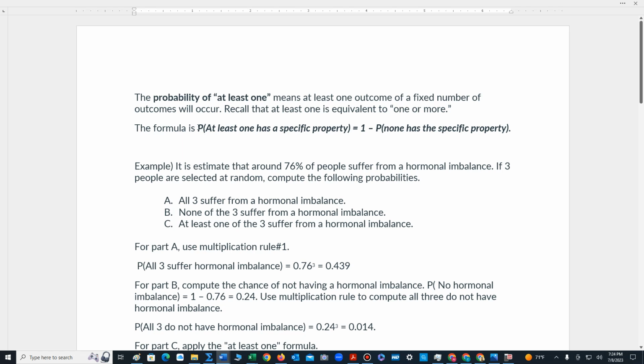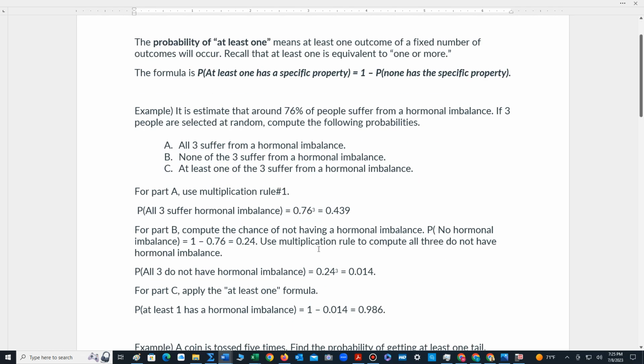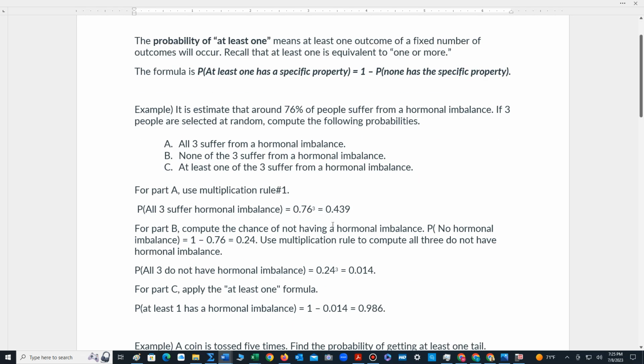So whenever we see the probability that at least one item has a specific property, this is the same as 1 minus the probability that none have that specific property. So keep this formula in mind when working out problems. Let's take a look at an example.